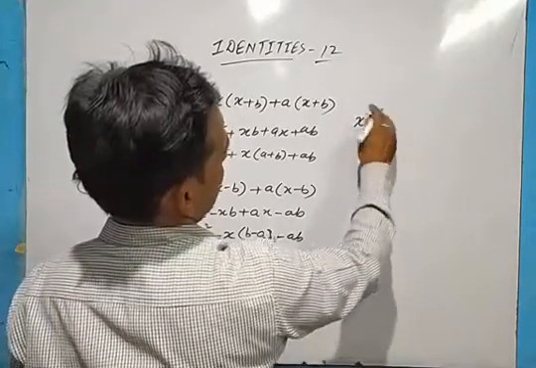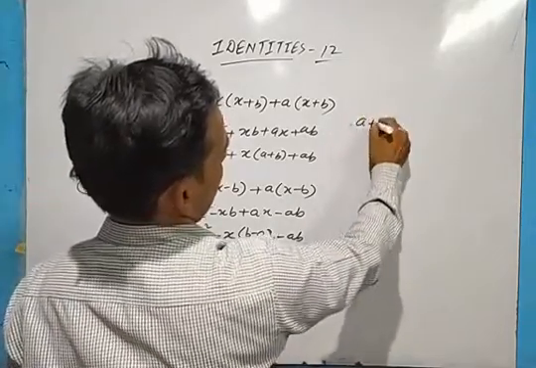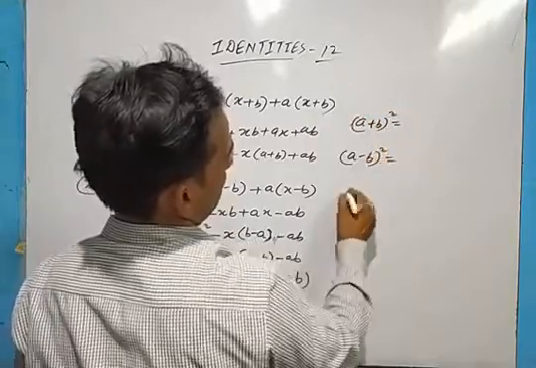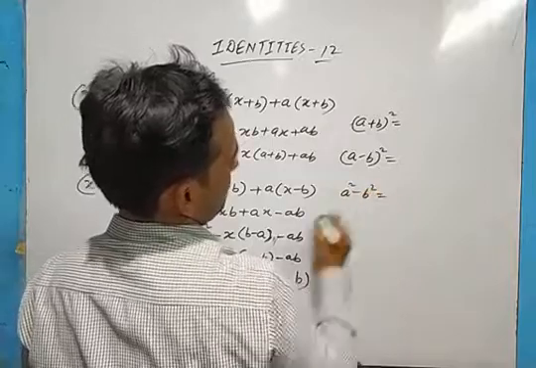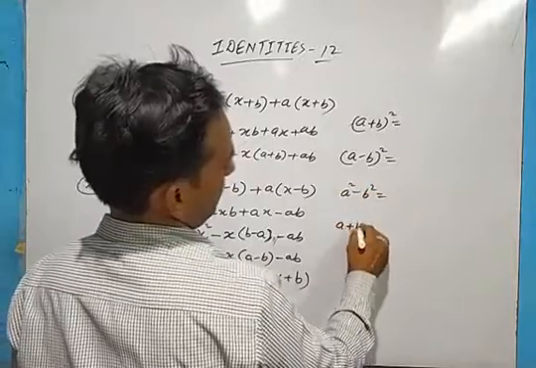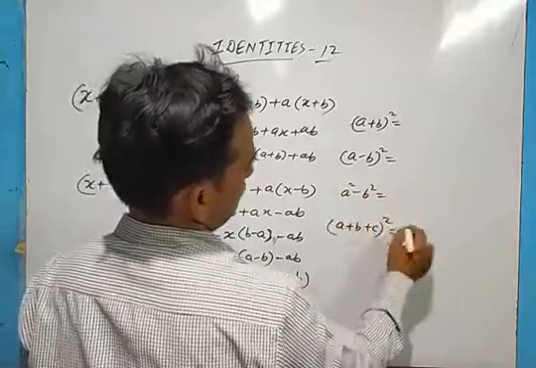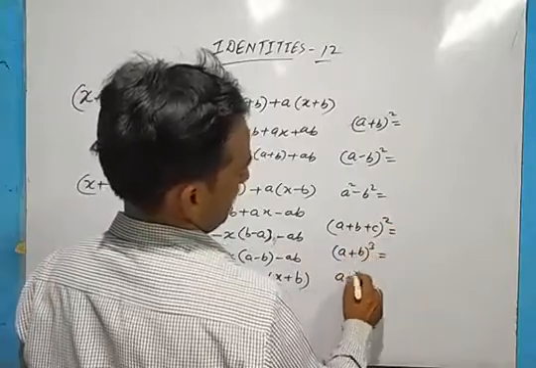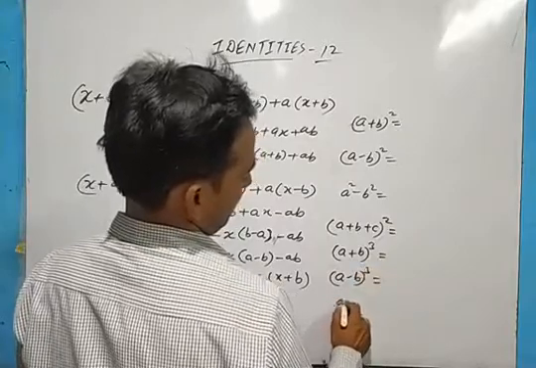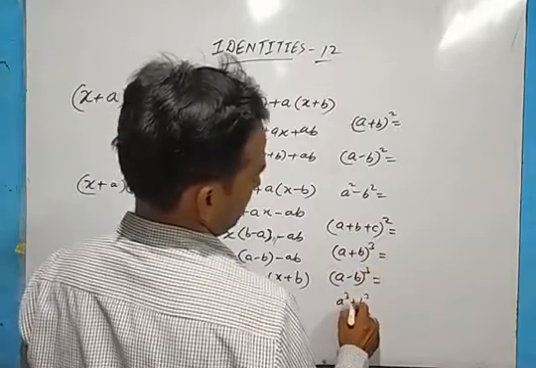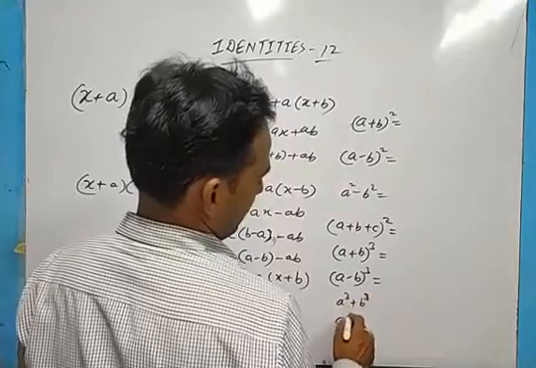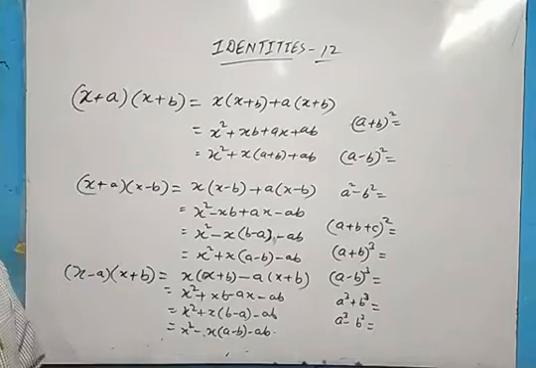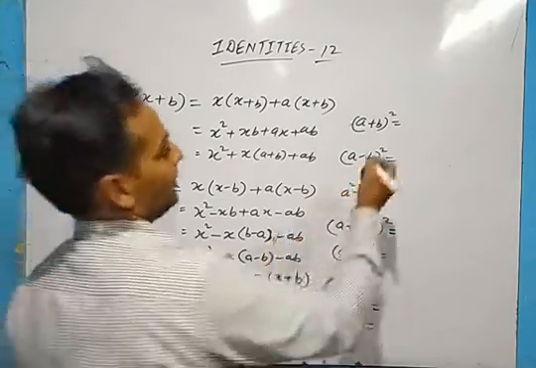Except these, you will get what? (x + a)... (a + b) whole squared, (a - b) whole squared, a squared minus b squared, (a + b + c) whole squared, (a + b) whole cube, (a - b) whole cube, also a cube minus b cube or a cube plus b cube. The formulas of these you will get directly, we will use in the questions. So what are they? Let us write.